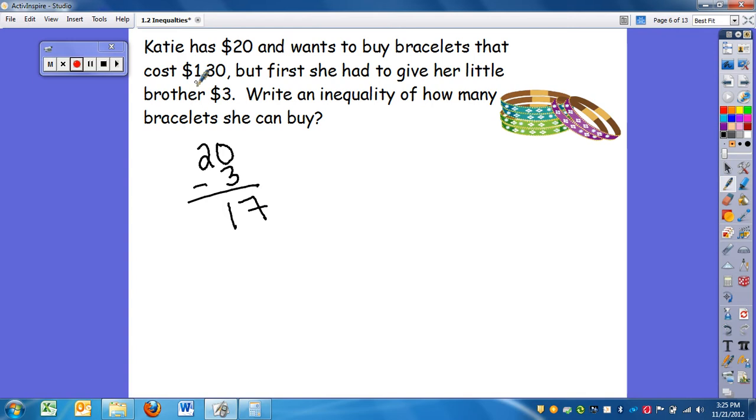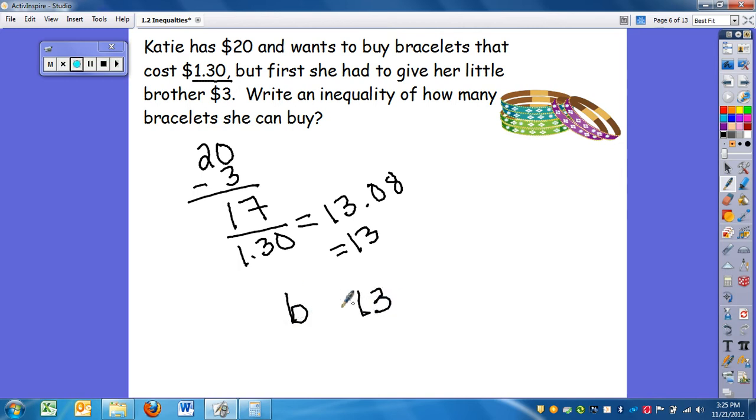But now each bracelet costs $1.30. So I can take 17 and divide it by $1.30 to figure out how many total bracelets she could actually buy if she bought the most, which in this case comes out to be 13.08 when it's rounded. Well, if we think about it logically, you can't buy 0.8 of a bracelet, so really she can only buy at most 13 bracelets. So my inequality I can write is B, and my number is 13, and she can buy less than or equal to 13 bracelets.